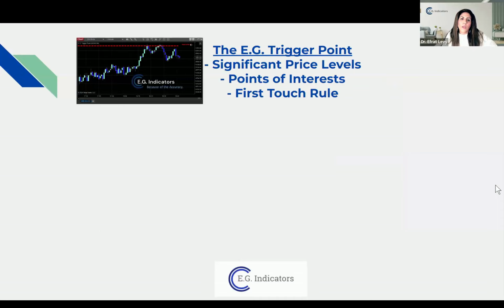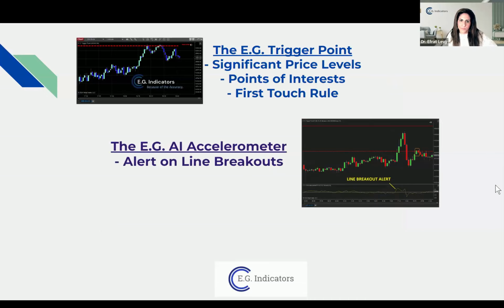So we had the EG trigger point that presents points of interest, and we discussed the first touch rule. And then we moved on to the market accelerometer that can be used to detect breakouts.